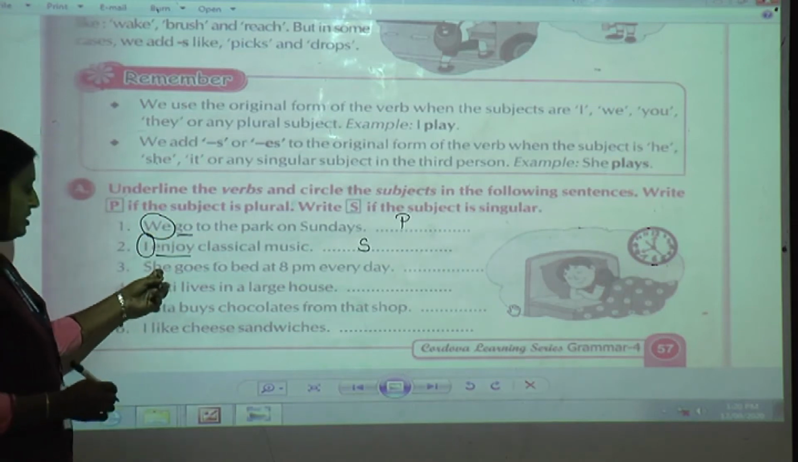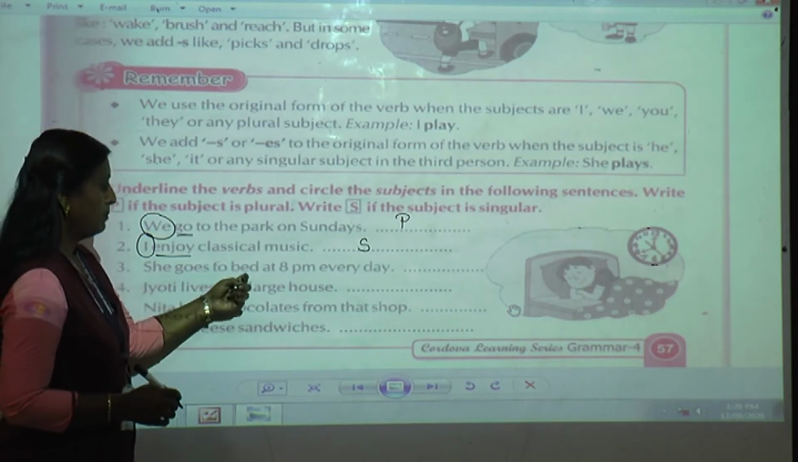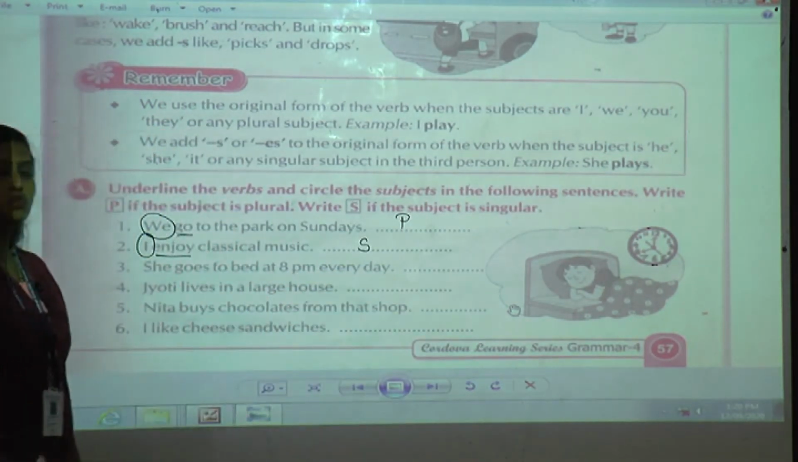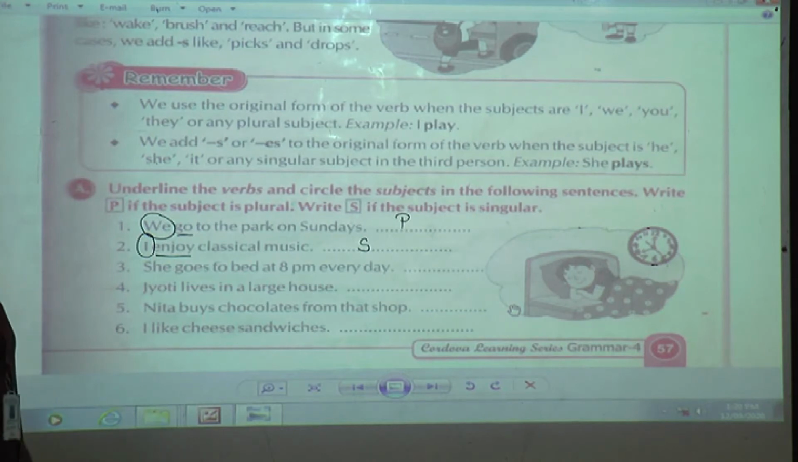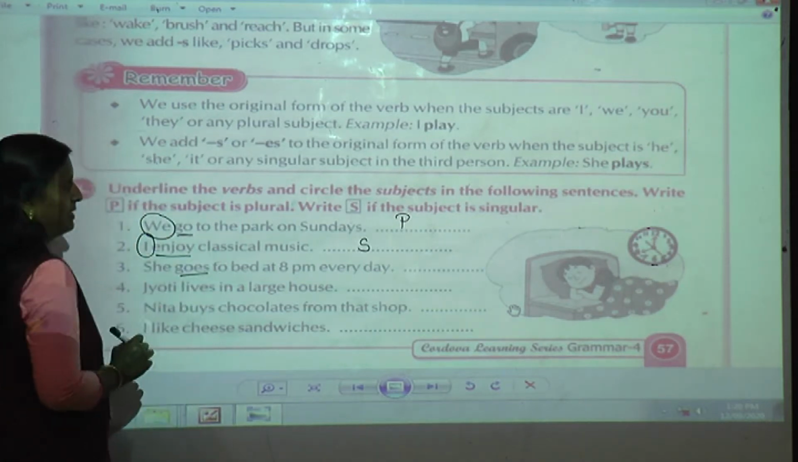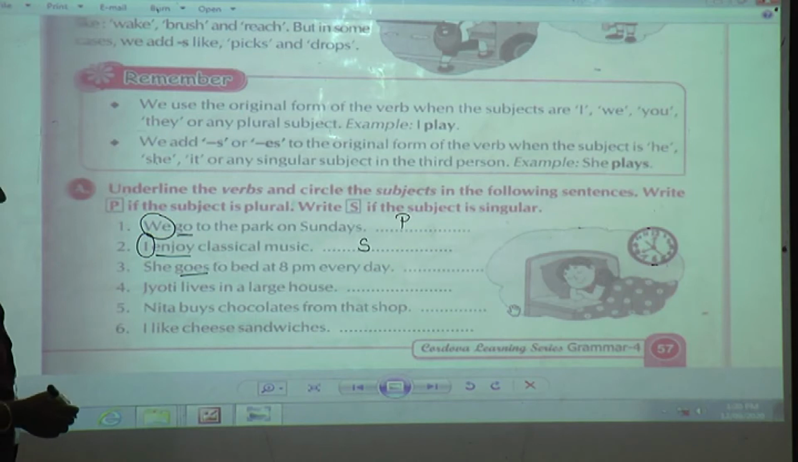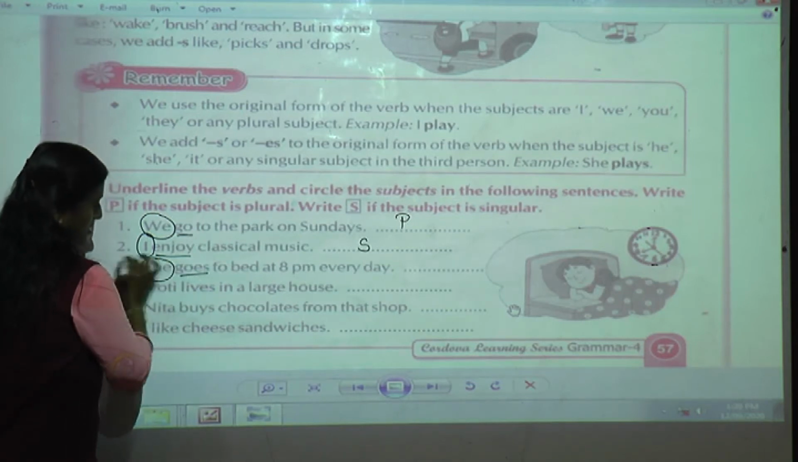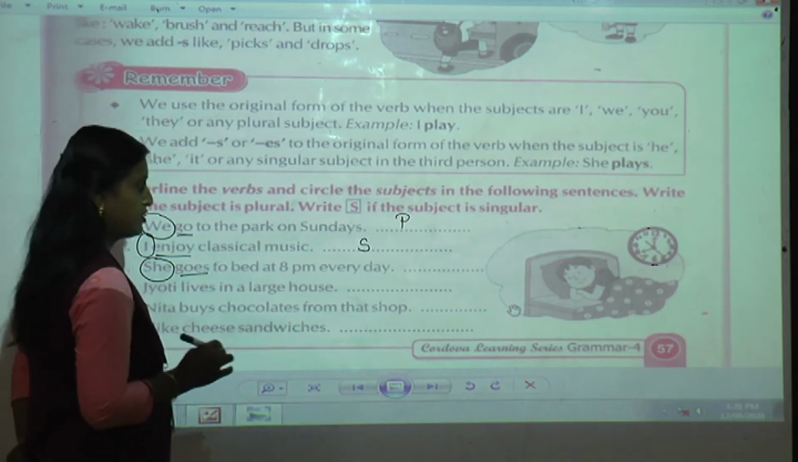Third one, she goes to bed at 8 p.m. every day. Now what is the verb over here? Exactly, it is goes. So underline. What is the subject? Yes, she. So what am I going to do? Circle. Now tell me, she is what? Singular.